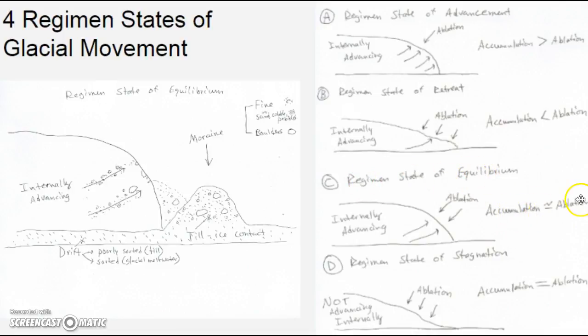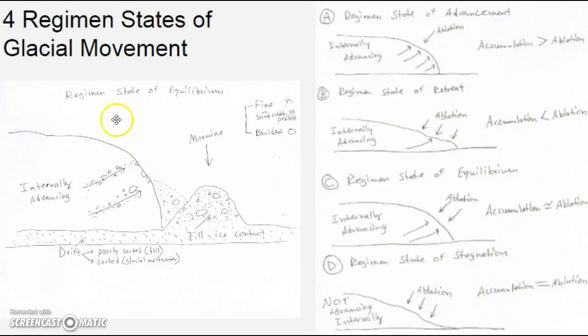This is where accumulation is about equal to ablation. It's accumulating here, it's still internally advancing, but it's losing at about the same rate. And that's this picture I'll get into in a moment. And then you have a regimen state of stagnation. That's where it's not advancing internally, and there's a net loss, that it's really just kind of stagnant. It's literally just melting backwards.